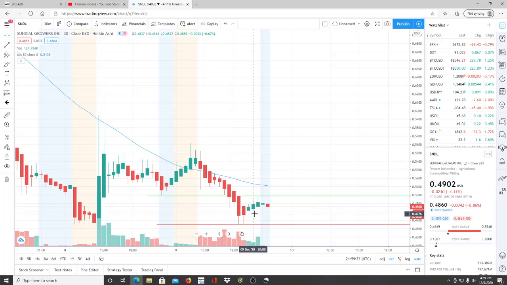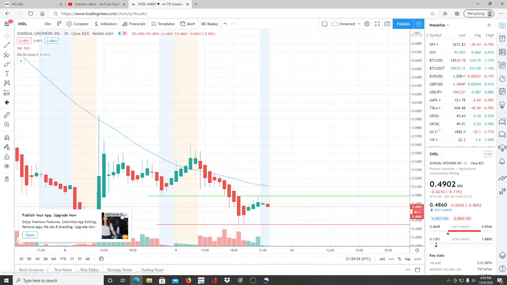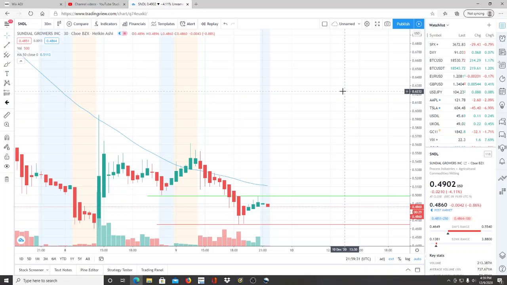So right now, we're sitting below it, and we're sitting at 48.60 in bearish territory. Now, the bulls want to break through the 50-day moving average, but before that, they have to break through this resistance. But before we look at the resistance, I want to talk about our support here.